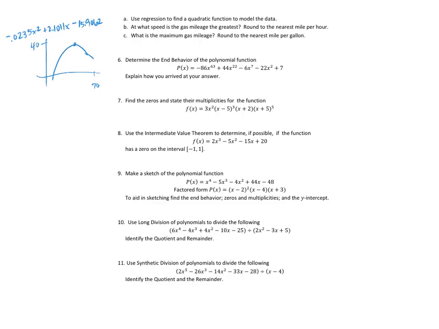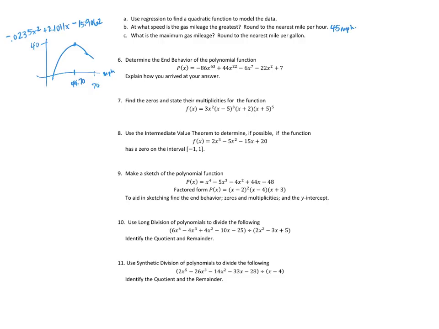So I'm looking for this point. I'm going to calculate that maximum. So I go to the left, and then I scroll over, and I go to the right. And it looks like that is at 44.70. And that is a speed. Those are miles per hour. So that is where the gas mileage is the greatest, around 44.7. If I round to the nearest mile per hour, that's 45 miles per hour.